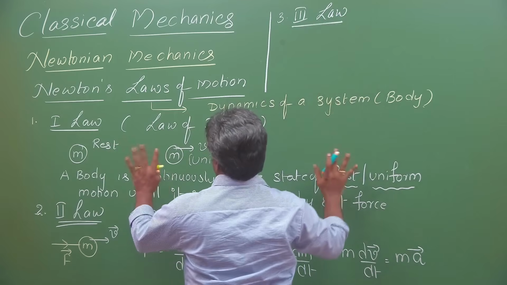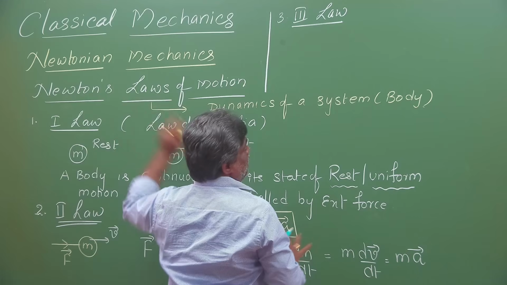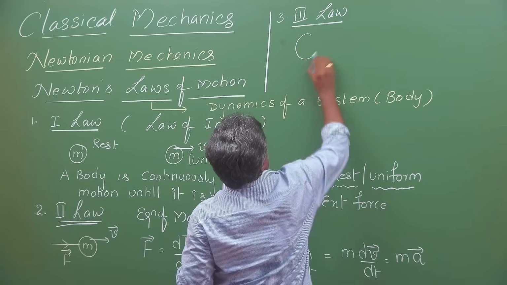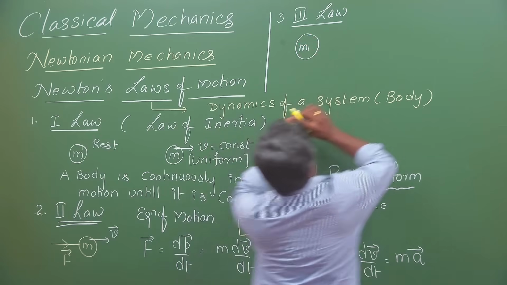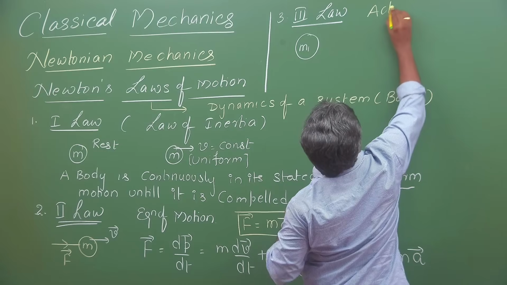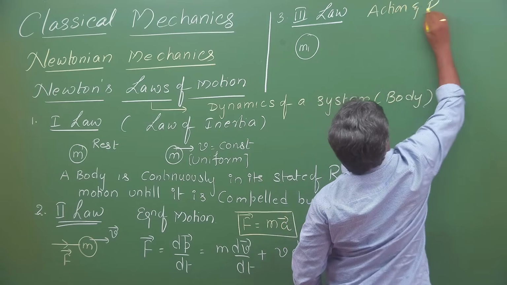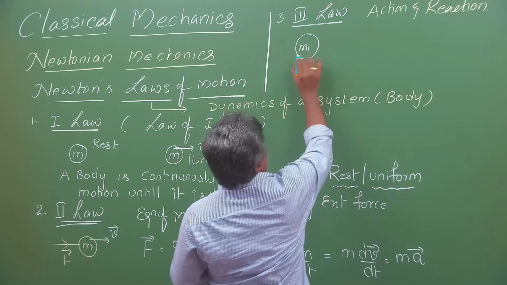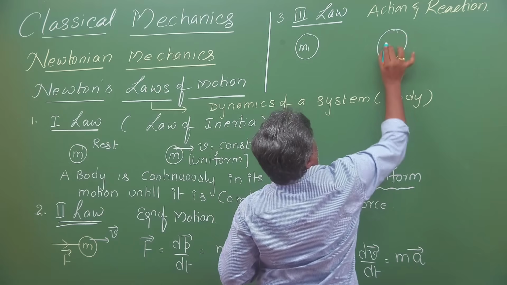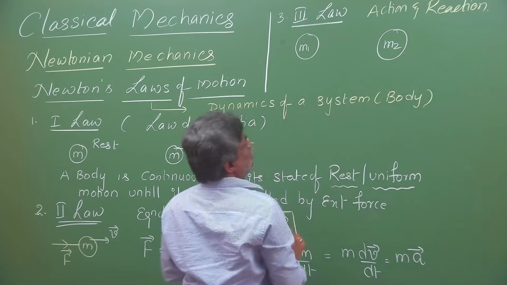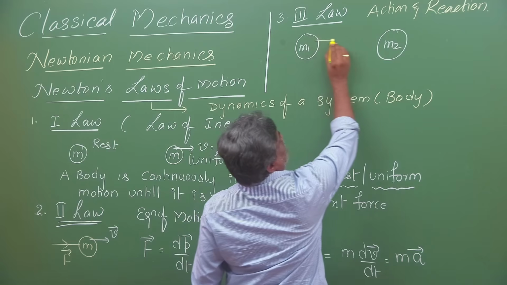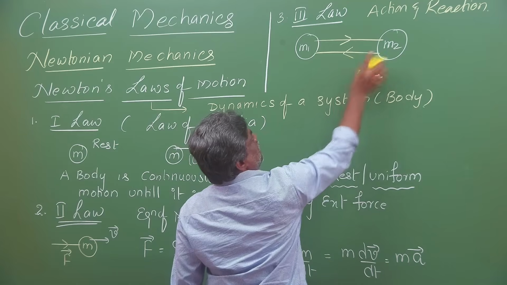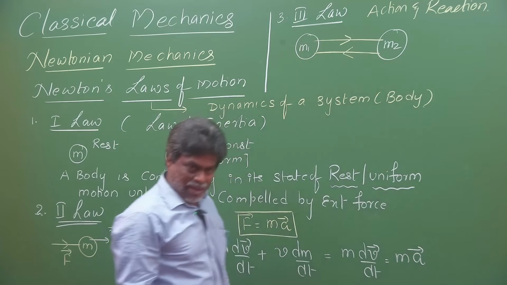Although we have to start with this big boss only, Newton's third law. This is action and reaction. Let us suppose here is a mass m1 and this is a mass m2. Now m1 is exerting some force on m2, similarly m2 will exert some force on m1.